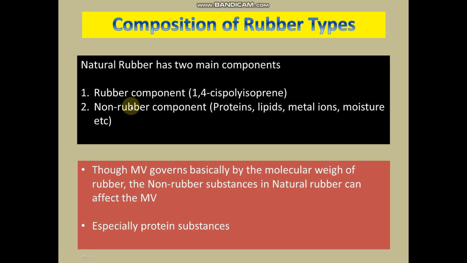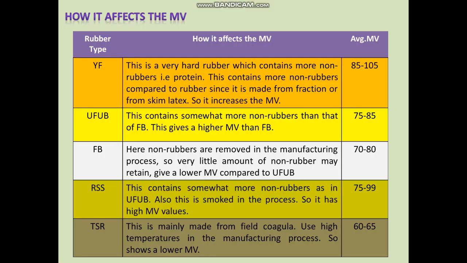We know the Mooney viscosity is basically governed by the molecular weight of the rubber, but it is known that these non-rubbers, for example proteins, can mainly affect the Mooney viscosity of natural rubber types. So we'll see how these non-rubbers and the rubber component affect the Mooney viscosity.